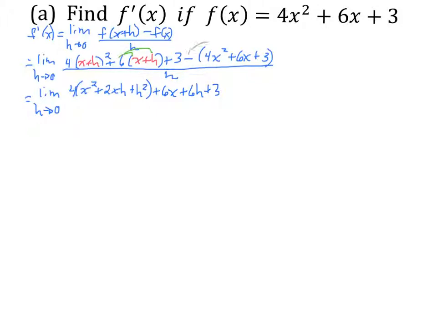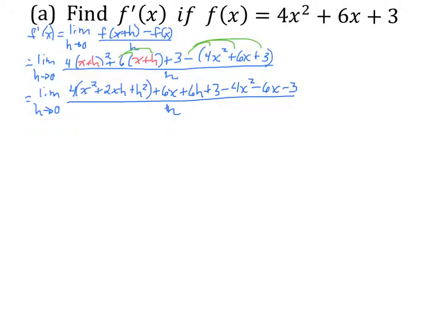Then we're going to take this negative and distribute it all the way into the parentheses. So every single term has to change signs. So we end up with a minus 4x squared, a minus 6x, and a minus 3, all over h. How exciting was that?